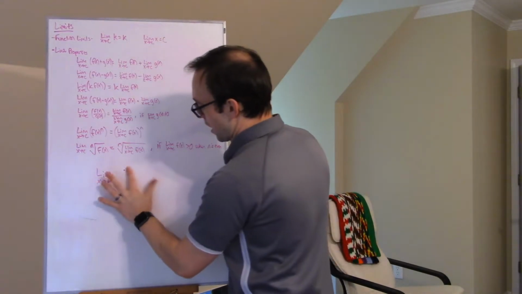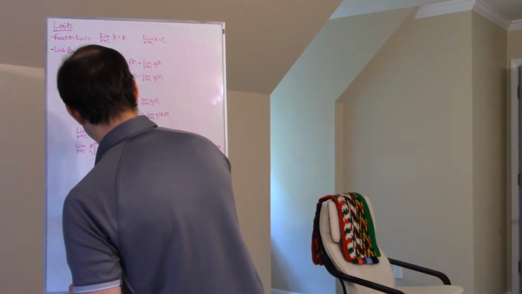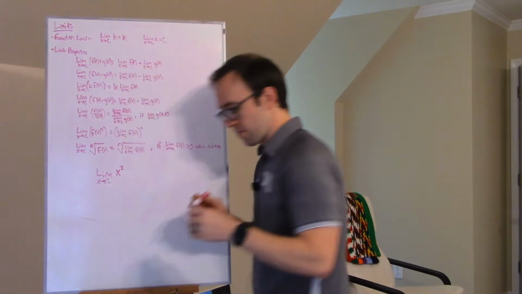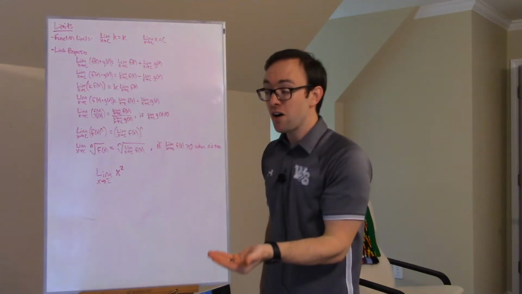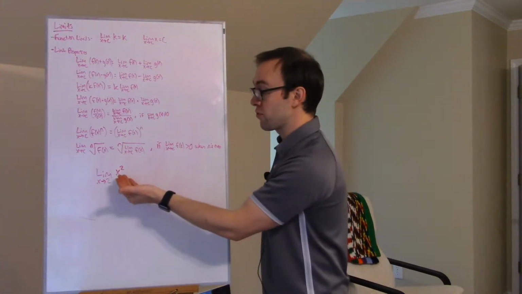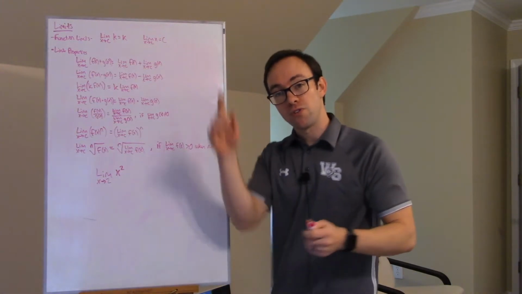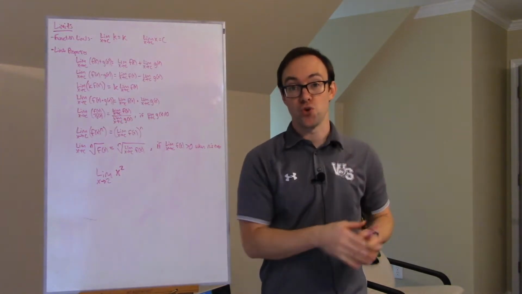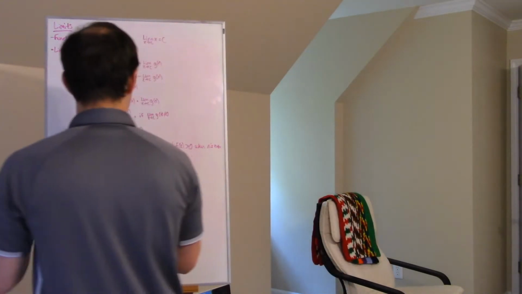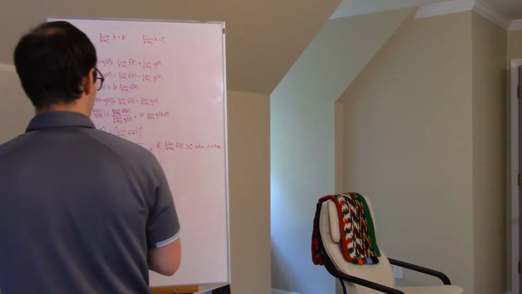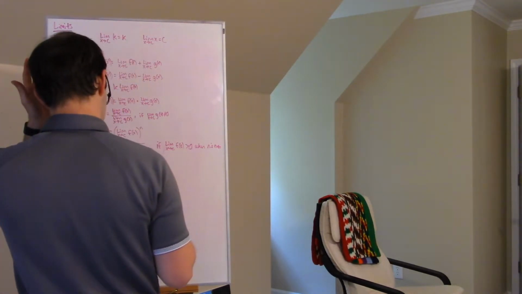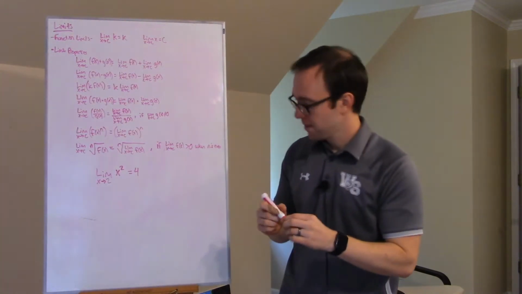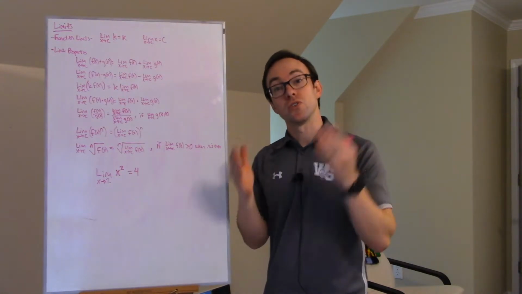So, as an example, the limit as x goes to 2 of the function x squared. So the function is x squared, and you're looking for what it is approaching as x gets to 2. And in this case, it goes to 4.